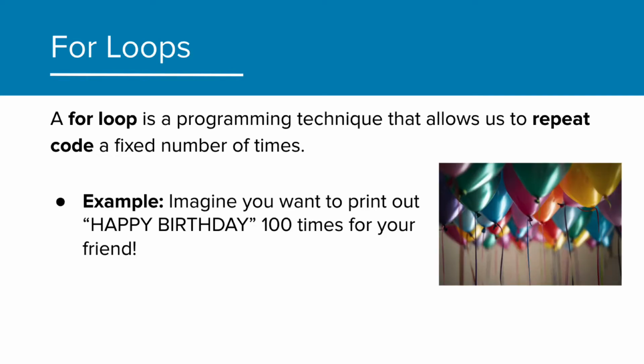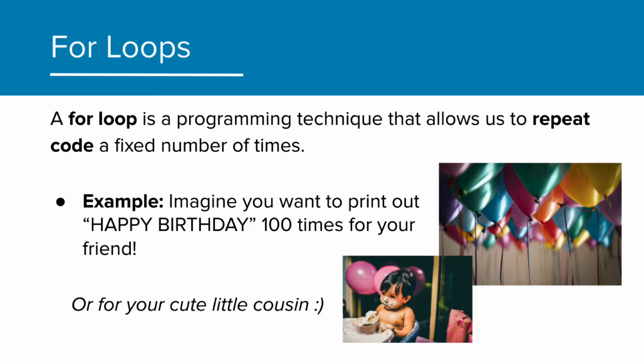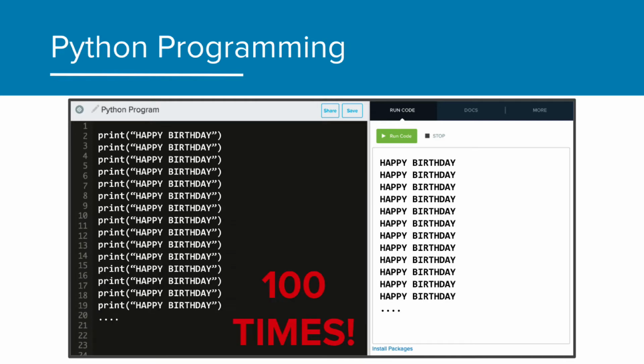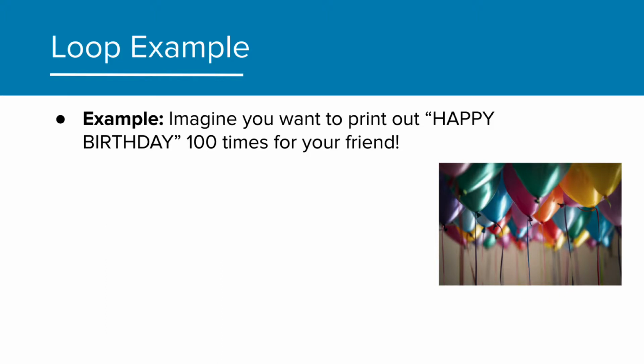Imagine you want to print out happy birthday 100 times for your friend, or your cute little cousin. I could write one print statement with happy birthday, but then would have to copy and paste it 100 times. It's doable, but not terribly fast, and again has a lot of repeated code. For loops allow us to repeat code without having to rewrite it each time.